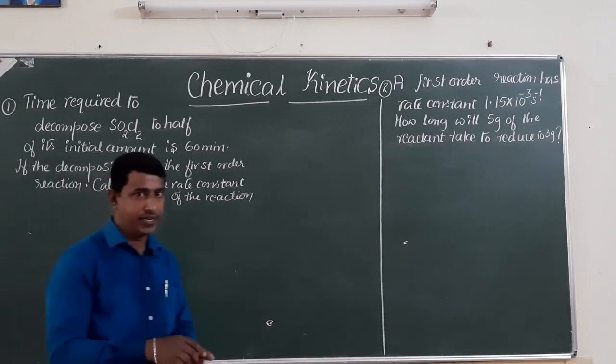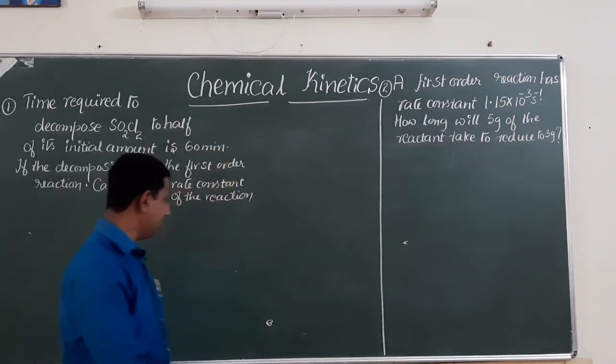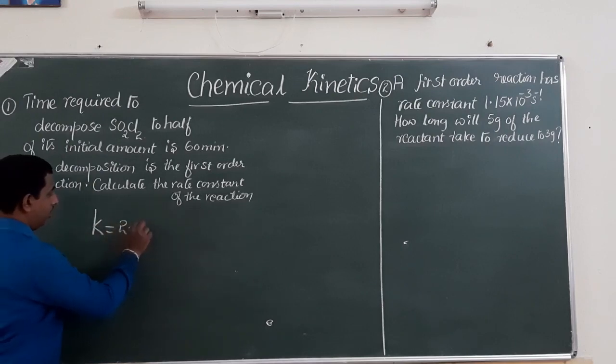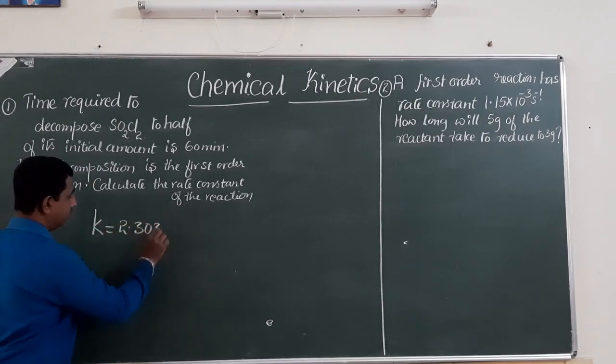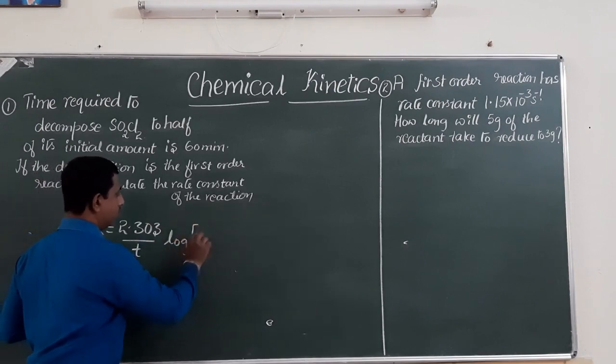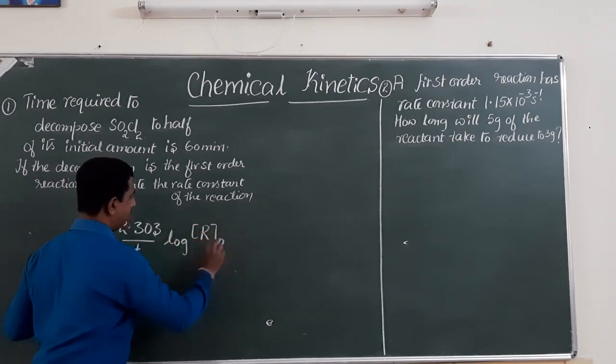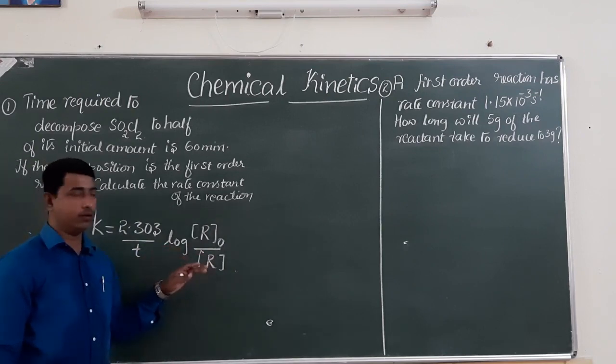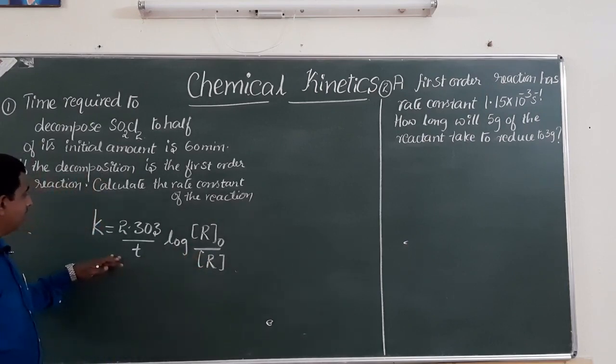What is that first order integrated rate equation? That is k equal to 2.303 by t log R naught by R. So numerical problems based on this equation, that is k equal to 2.303 by t log R naught by R. Let us take one example.